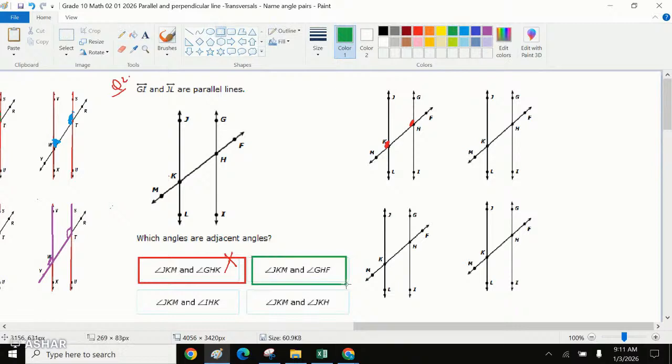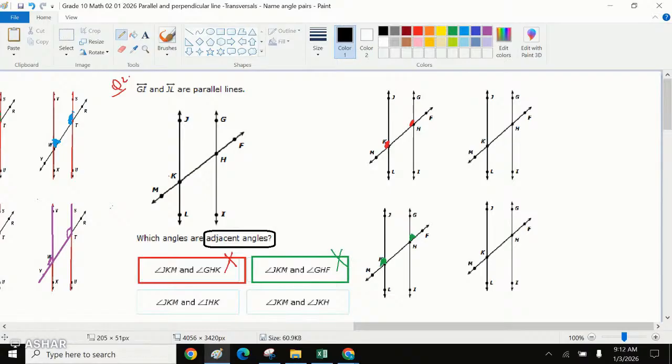Can we say JKM and GHF? Let's suppose JKM is this angle, agreed? And GHF, G, H and F is this angle, right? They're not adjacent to each other because we are looking for adjacent angles, right? Adjacent means that two angles are next to each other, right? Adjacent to each other.